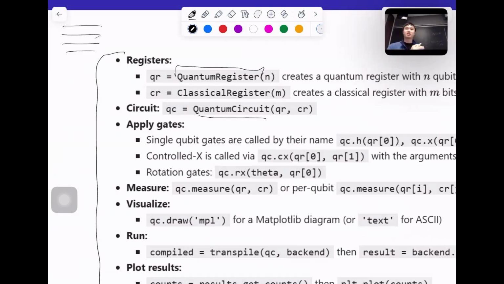Yeah. That'll come up actually a little bit down when it says measure. So maybe if you still have your question, then I can answer it then.